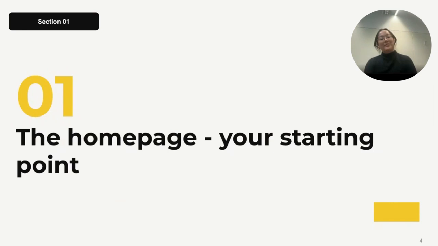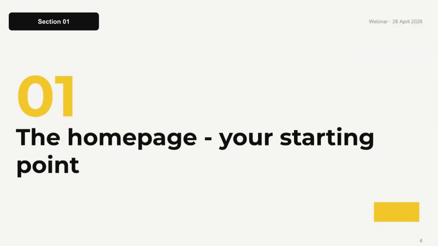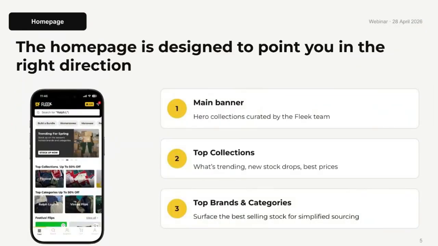Okay, so we're going to kick things off with the homepage, which is kind of your main starting point when downloading the Fleek app. The homepage itself is designed to point you in the right direction. It's the main screen when you create your account and download your app, the first thing that you see. There's lots of photos, lots going on, and I think a lot of new users can find it a bit overwhelming to understand how to navigate it. So we wanted to take you through the three key things that you're going to see on this homepage. The first one being the main banner.